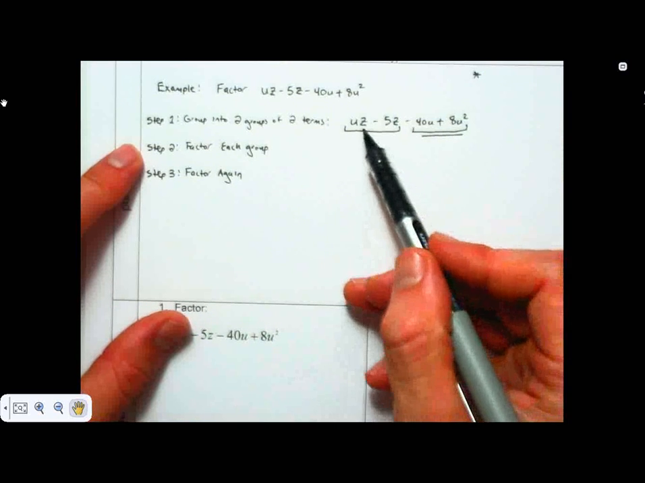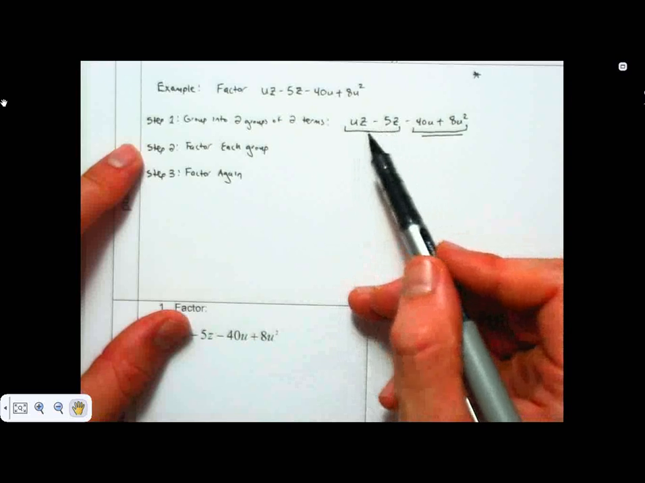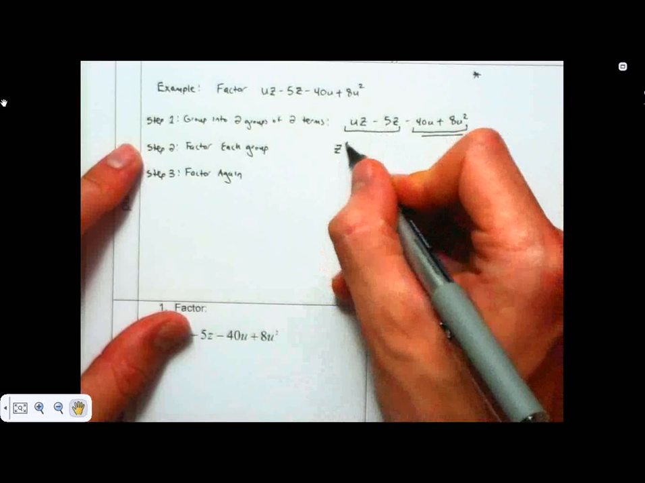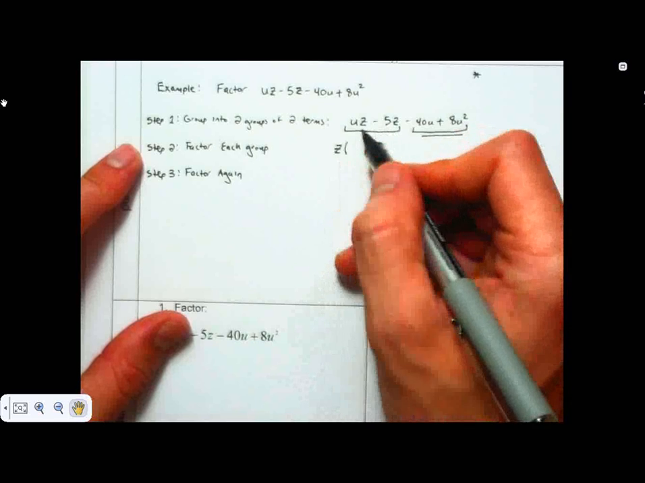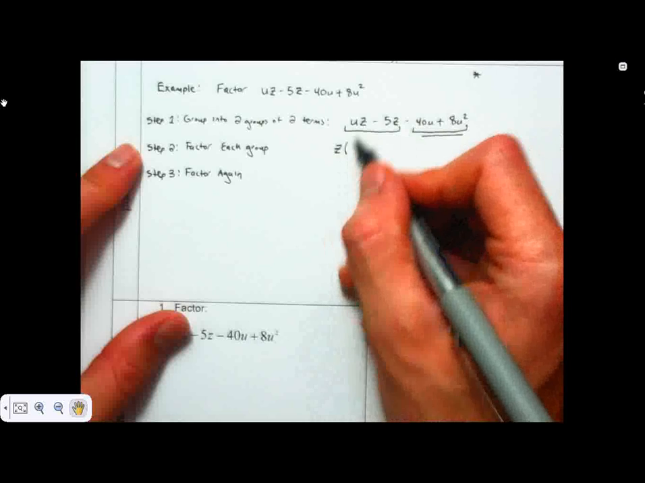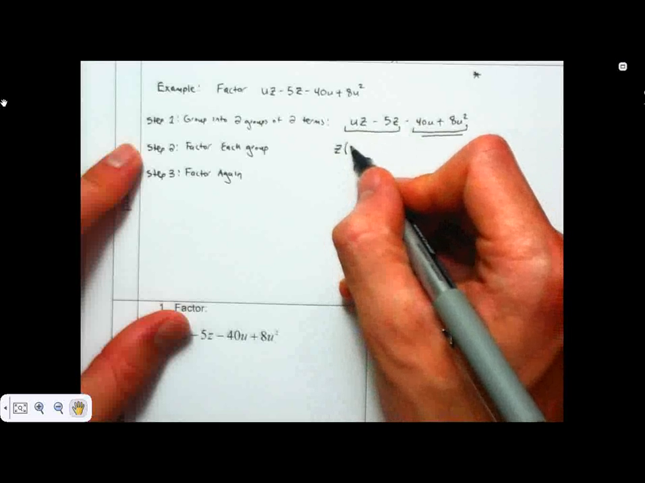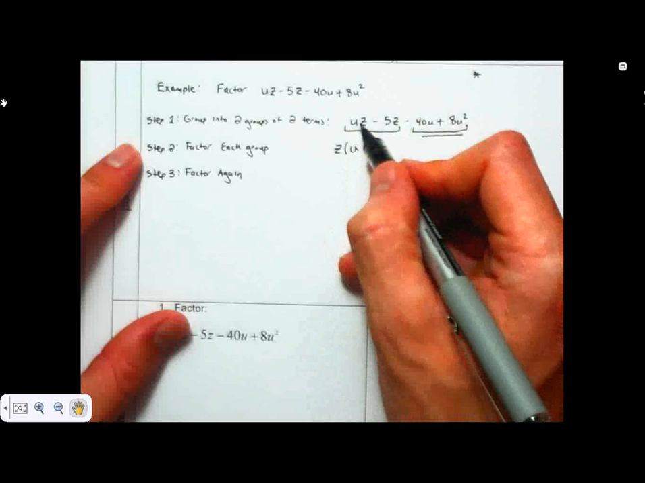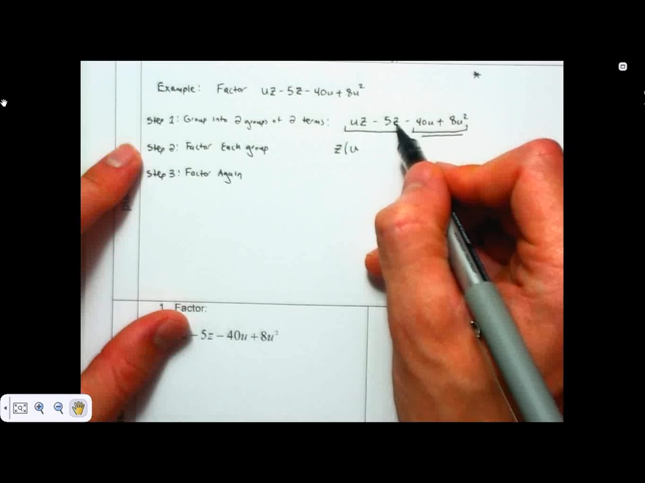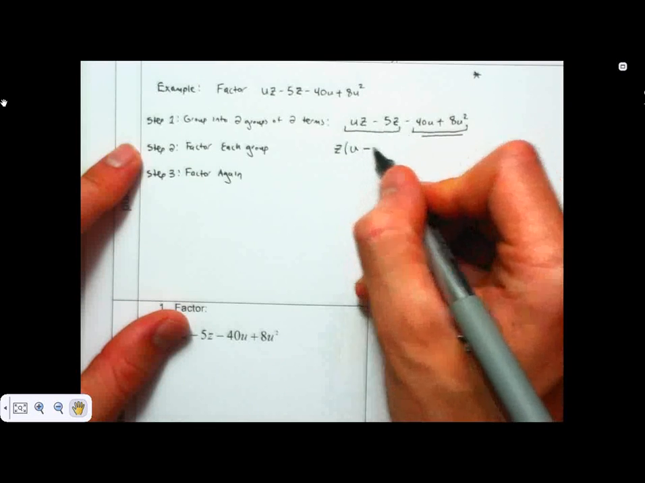So this first group, I noticed that both terms have a z in common. So what I'm going to factor out from each group is a z. Again, the GCF is what goes on the outside of the parentheses because that's the factor they have in common. And then on the inside is what's left over. So if I factor a z out of the first term, I'll have a u. If I factor a z out of the second term, I'll have a minus 5.